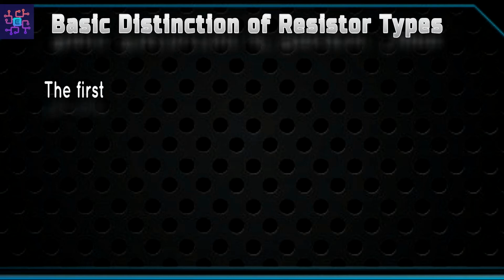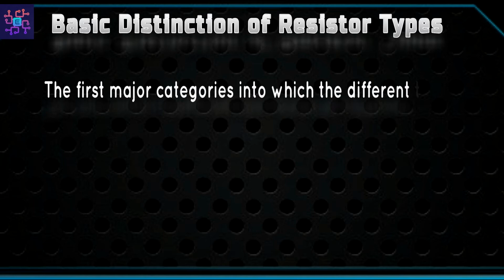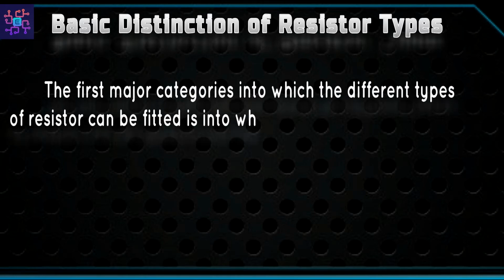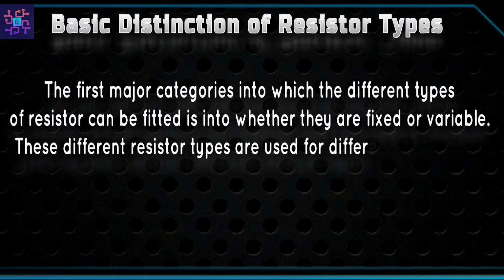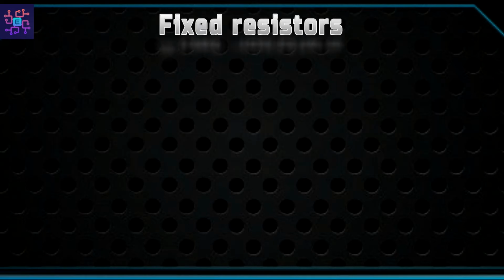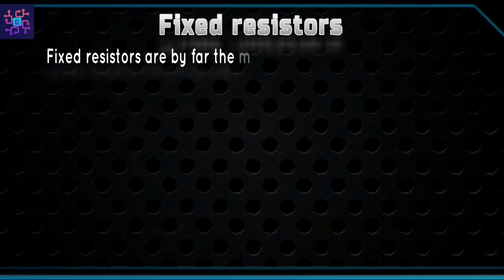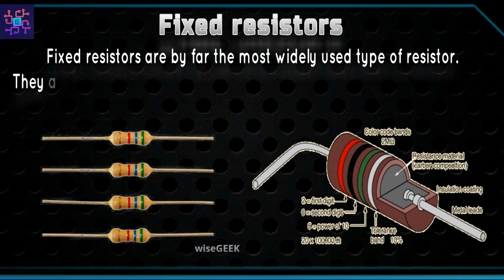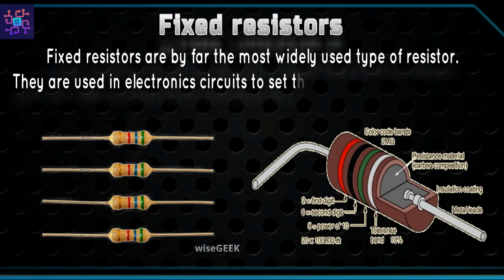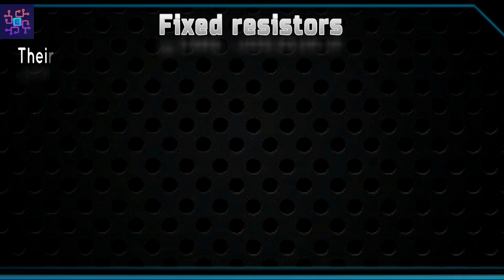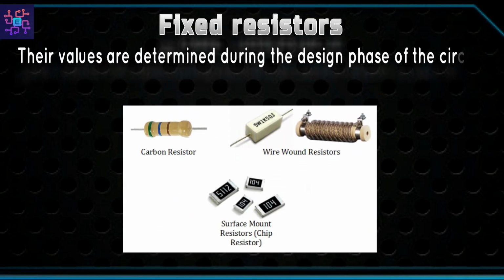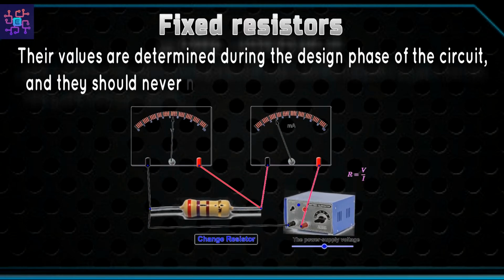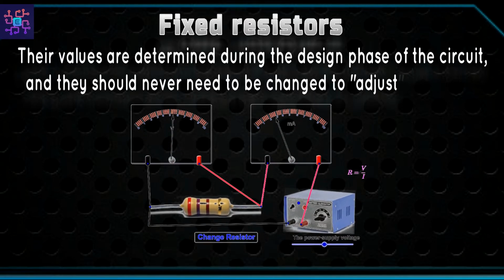Okay, the first major category into which the different types of resistors can be fitted is whether they are fixed or variable. So these are the two most common types of resistor. These different resistor types are used for different applications. First we will see fixed resistors. Fixed resistors are by far the most widely used type of resistor. They are used in electronic circuits to set the right conditions in a circuit. Their values are determined during the design phase of the circuit, and they should never need to be changed to adjust the circuit. There are many different types of resistor which can be used in different circumstances.